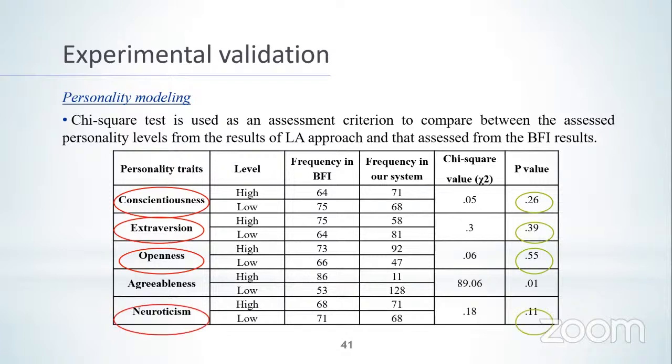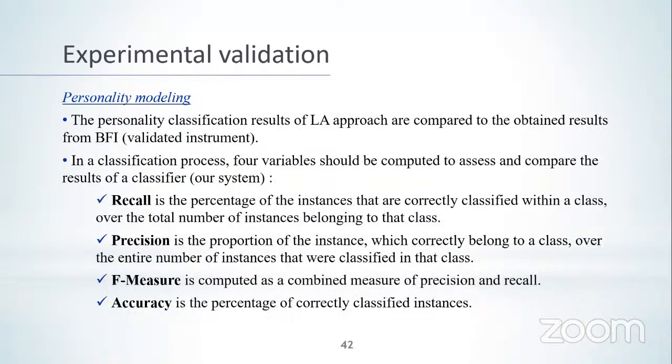For more precision, or for more details, the personality classification results of the learning approach are compared to the obtained results from the Big Five inventory. In the classification process, four variables should be computed to assess and compare the results of a classifier. So here we calculated the recall, precision, F measure, and accuracy.